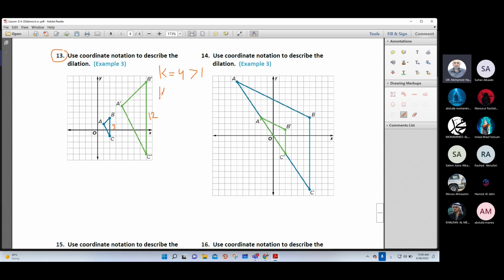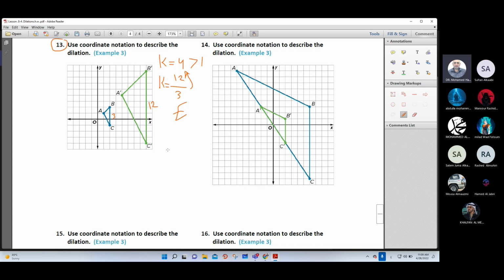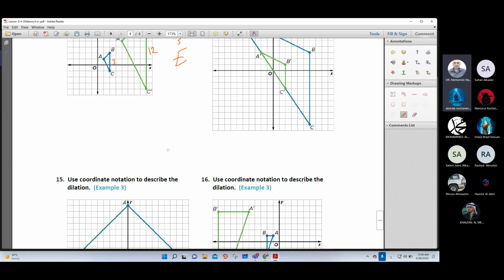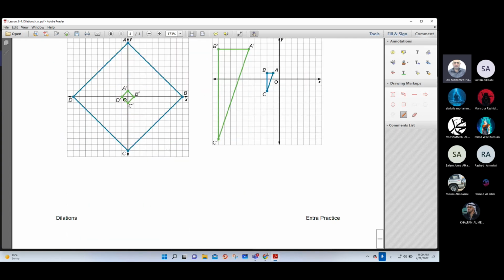So k means the ratio between the image and the pre-image. So 12 over 3. 12 divided by 3 will be 4. And 4 is greater than 1, which means here we have enlargement. Who has any question about this idea? It's all clear. Number 14, the same. Number 16, the same idea.